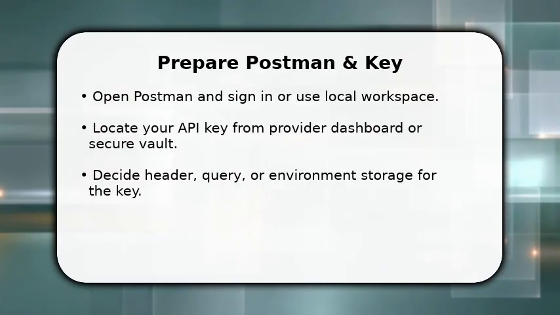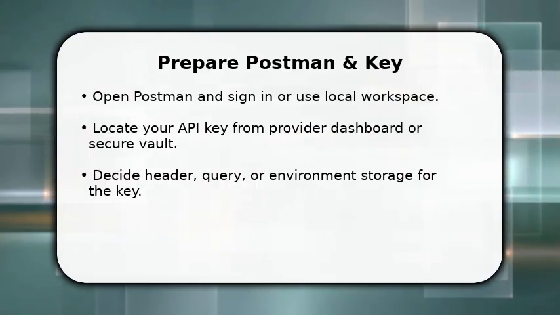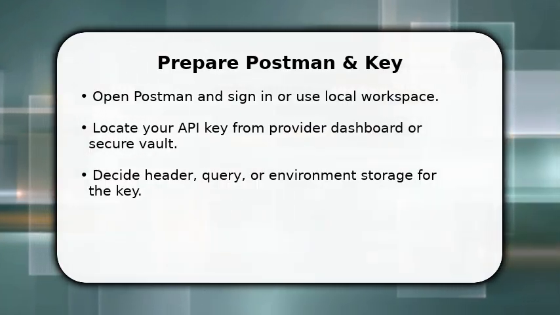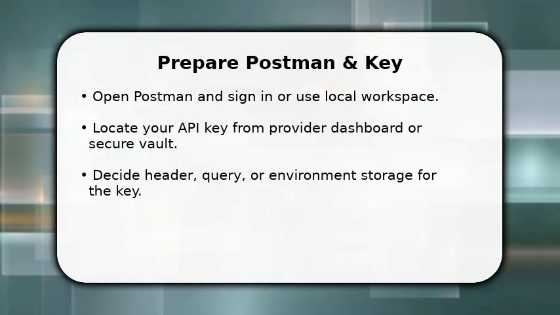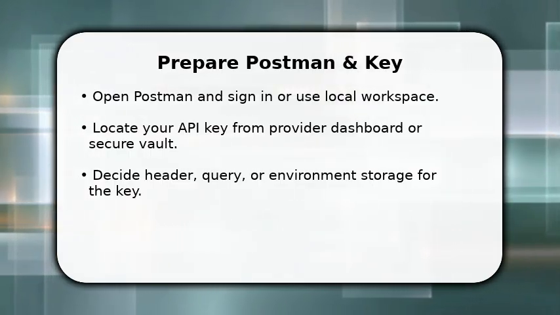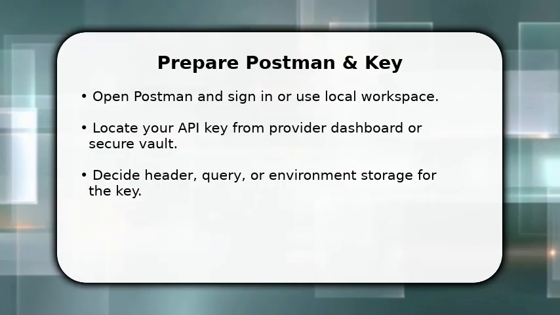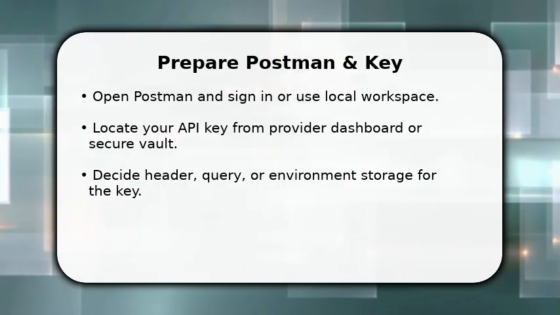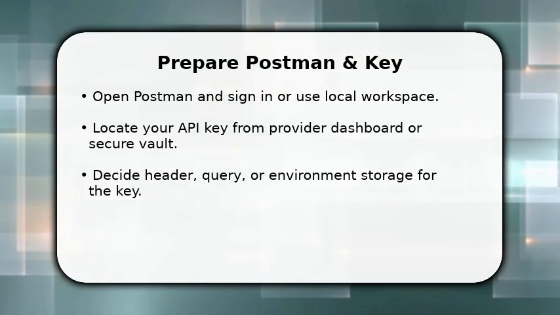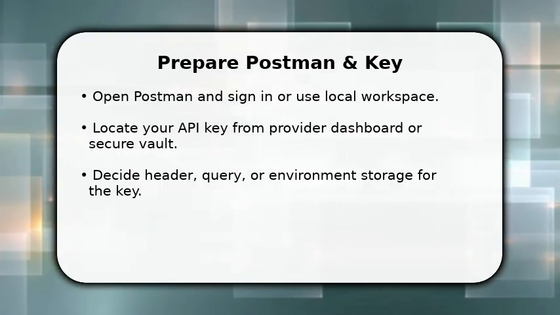You will begin by opening Postman and confirming you're in the correct workspace. Once there, grab the API key from your provider or secure vault so you have it ready. Make sure to decide how you want to send the key, as a header, a query parameter, or stored in an environment variable. This choice matters for security and reuse.